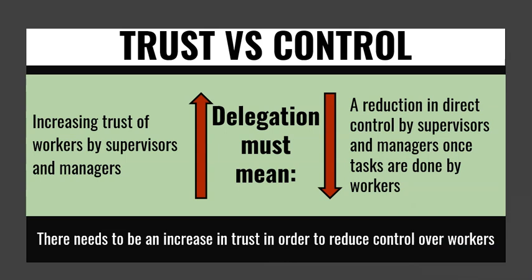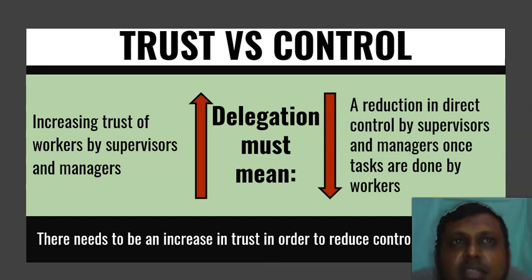There needs to be an increase in trust in order to reduce control over workers. Therefore, delegation must mean an increase in trust of workers by supervisors and managers, and it also means a reduction in direct control by supervisors and managers once tasks are done by workers. So trust and control go in opposite directions. The more trust a manager puts in an employee, the less direct control is required while they are performing tasks.